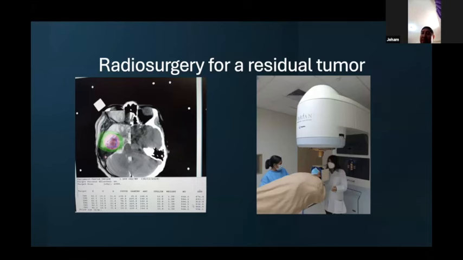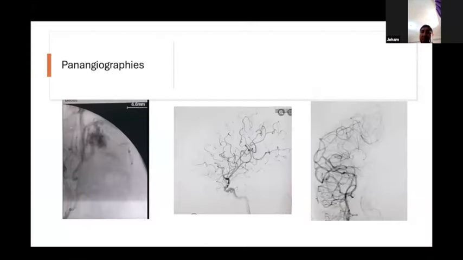And next, please. Also, thanks to our new fluoroscope, we are trying to make these panangiographies, angiographies, and we are trying to make embolization of the cases as part of the development of our neurosurgical unit. So I showed you some of my cases.